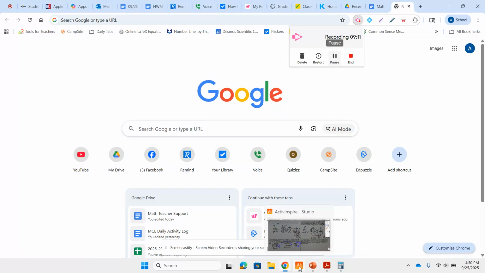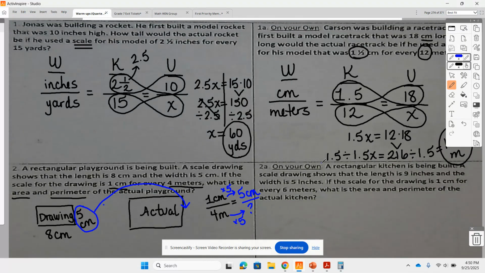Okay, sorry about that delay there. So times 5 would give us 20 here. So 20 centimeters.